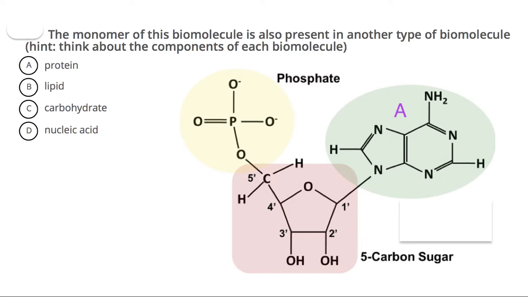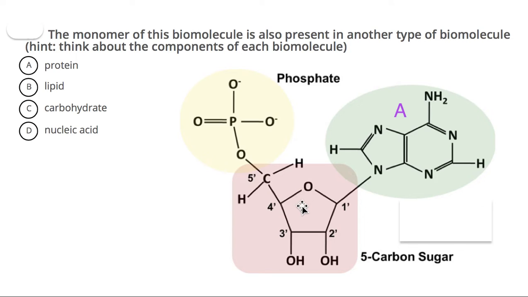I want to cover some of the questions that most of you got wrong on the last quiz that we had. So let's start off with this question. The monomer of this biomolecule is also present in another type of biomolecule. So over here we have a nucleotide structure, which is the monomer for nucleic acids. And you have a phosphate group, you have the nitrogenous base, and you have this 5-carbon sugar.